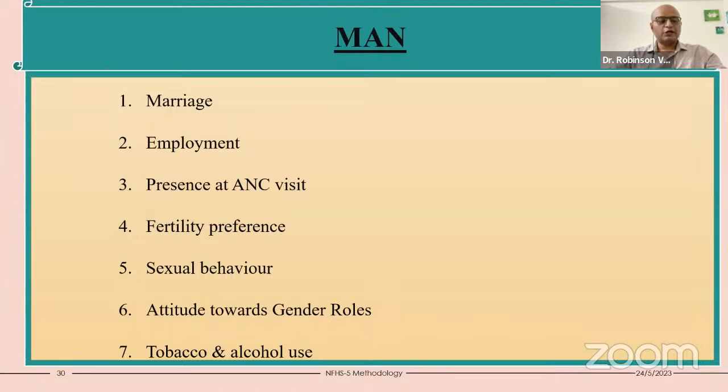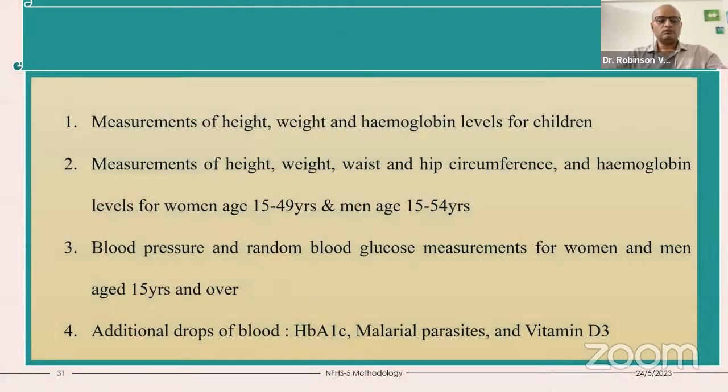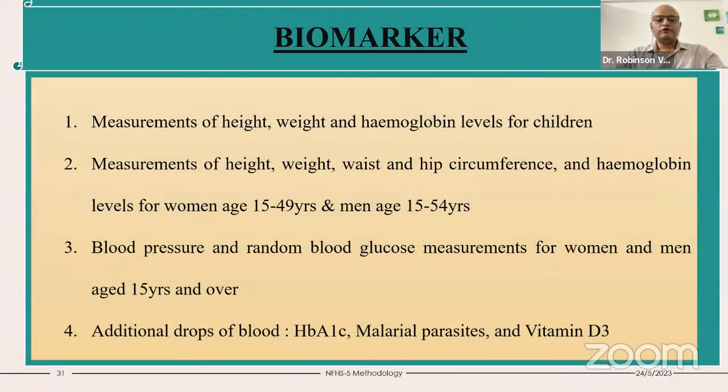Now coming to the biomarker. For children, we measured height, weight, and hemoglobin levels. For women aged 15 to 49 years and men aged 15 to 54 years, we measured height, weight, waist and hip circumference, and hemoglobin levels. Blood pressure and random blood glucose measurement was done for women and men aged 15 years and above.